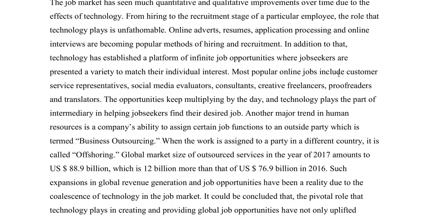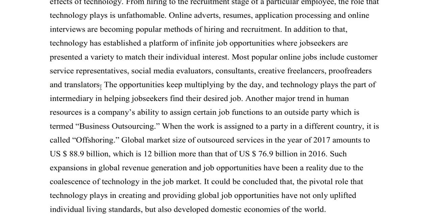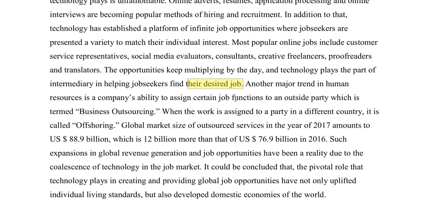Most popular online jobs include customer service representatives, social media evaluators, consultants, creative freelancers, proofreaders, and translators. Okay, that's why most of you include in your bio section of your Facebook, manager at Facebook, something like that. The opportunities keep multiplying by the day. And the technology plays the part of intermediary in helping job seekers find the desired job. So technology is intermediating between the employer and employee.